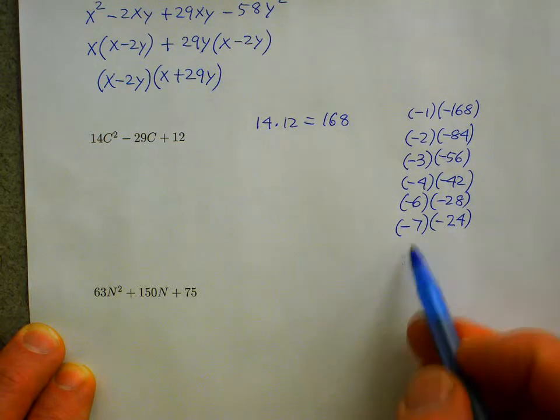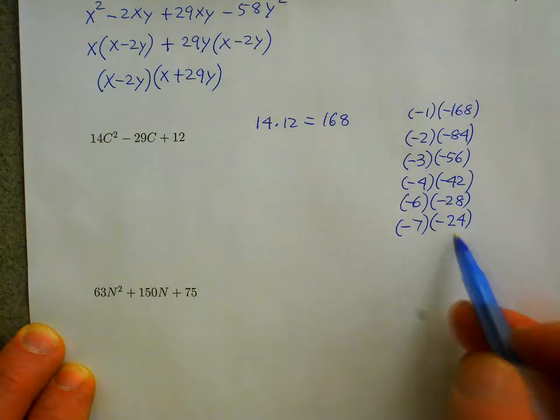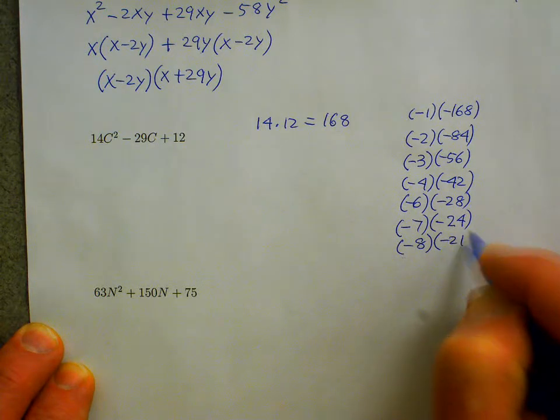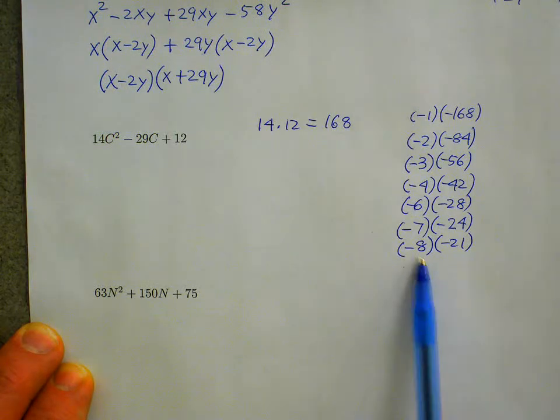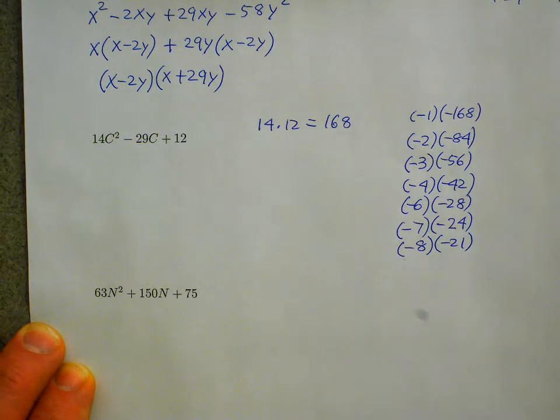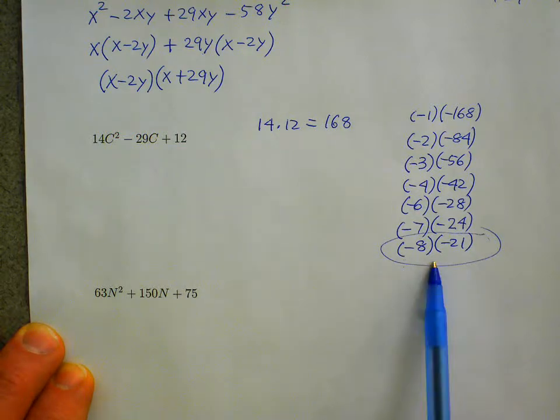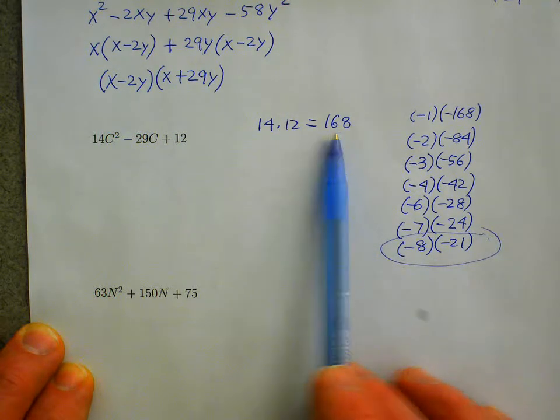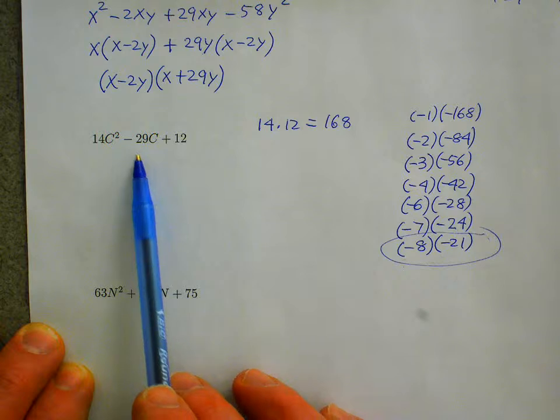Those add up to -31. And then -8 and -21. Those do add up to -29. So those are the two that you got. Okay, so this guarantees that we can factor this because we found two integers that have a product of 168 and a sum of -29.